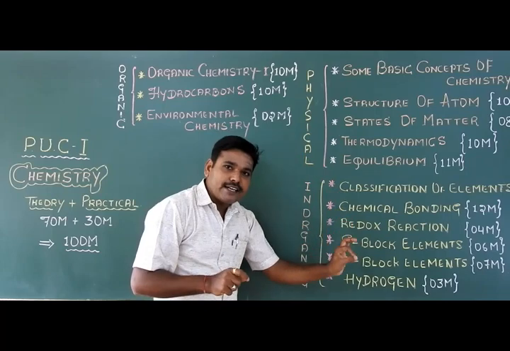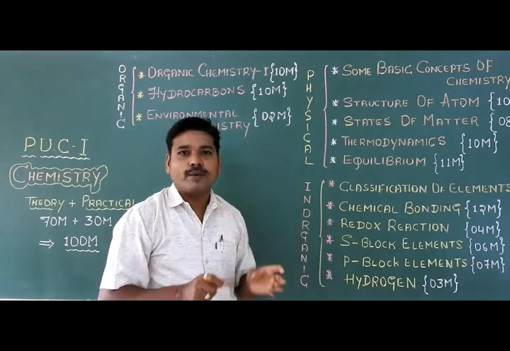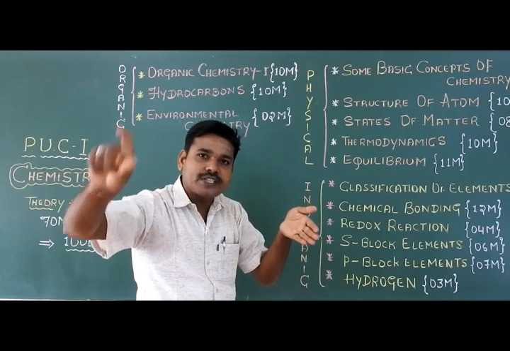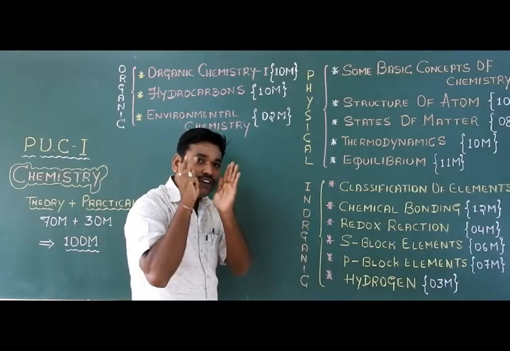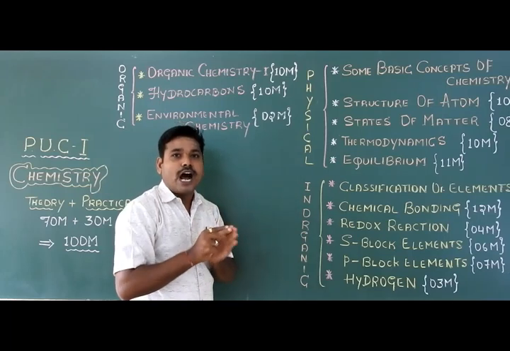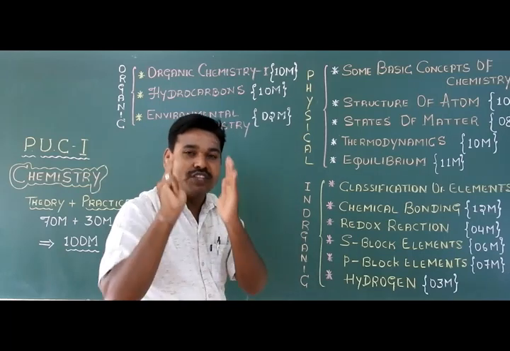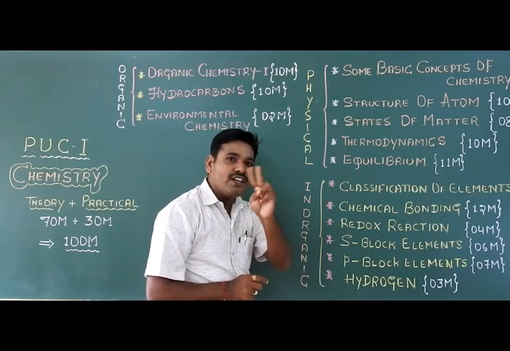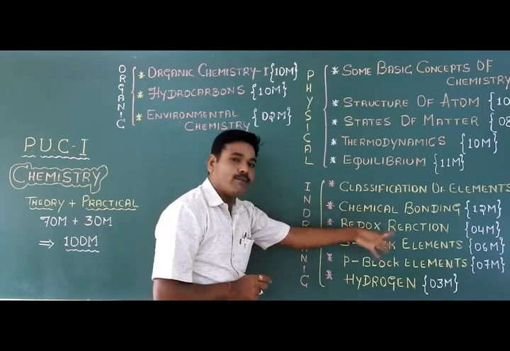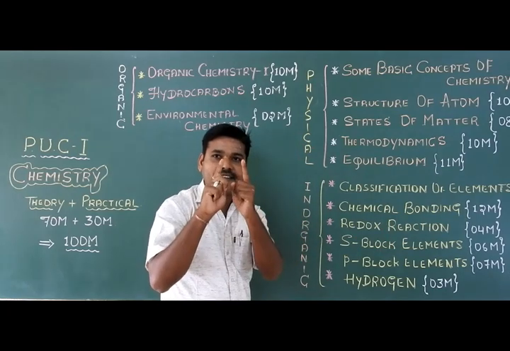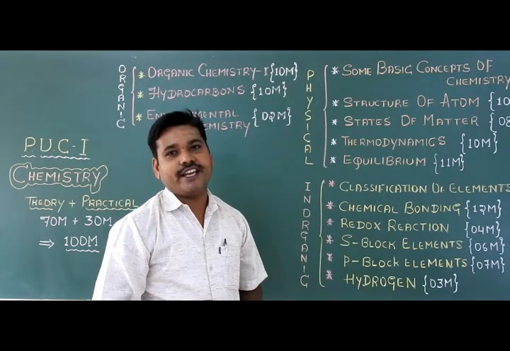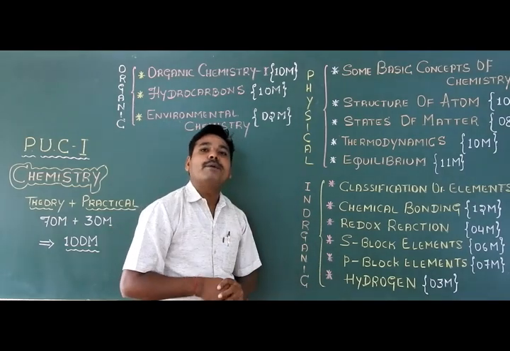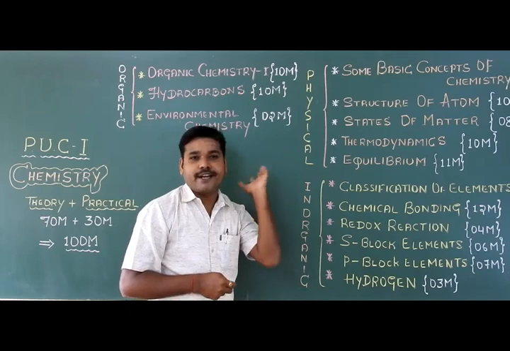So from the 13th vertical column up to the 18th vertical column, all these 6 vertical columns and all these 6 groups come under p block elements. And out of these 6 groups, this year for the PUC first year, we are going to study only the first 2 vertical columns under p block elements, students. That is group number 13 and group number 14. One is the boron family and the second one is the carbon family under p block elements.